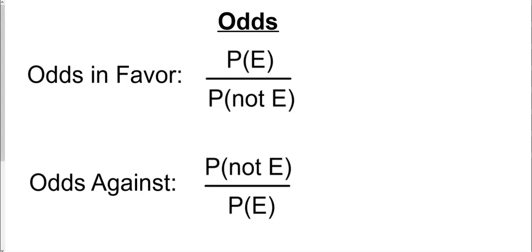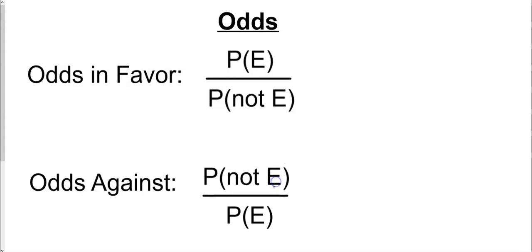Up here, there are two ways to figure odds. You can talk about odds in favor, which is what usually people deal with and what you mostly see, or we can talk about odds against. So up here, you see the basic formula for odds. The odds in favor is the probability of the event happening over the probability of the event not happening. And then the odds against just flips it.